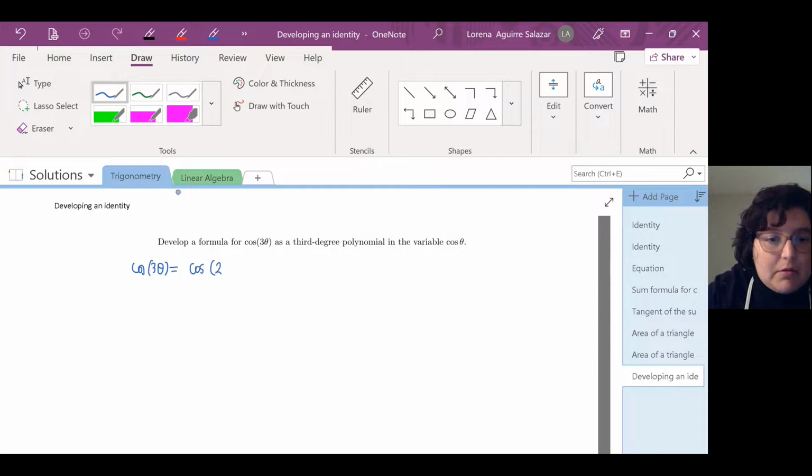So we can write 3 theta as 2 theta plus theta. That way the cosine of 2 theta plus theta can be written as the cosine of 2 theta times the cosine of theta minus the sine of 2 theta times the sine of theta.